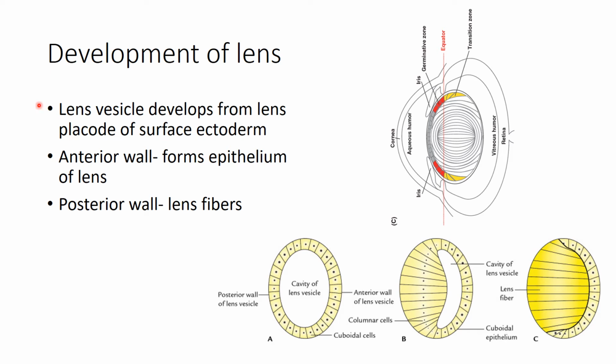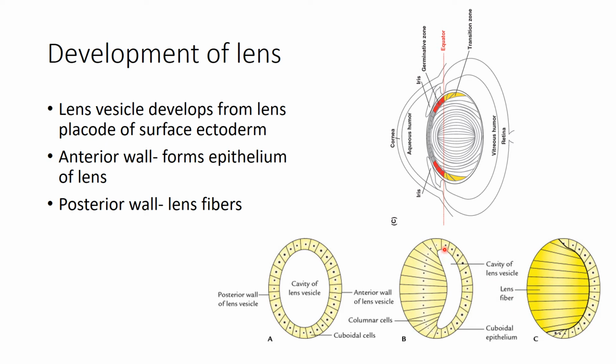Let us study the development of the lens. The lens develops as a lens placode of the surface ectoderm, which later gets converted into a rounded lens vesicle, which has a lining of cuboidal cells. The lens vesicle later forms an elliptical structure because of anteroposterior compression.